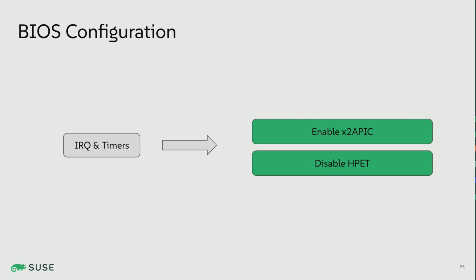There are really a lot of parameters related to the IRQ and timers. But for some real-time applications, the time stamp counter sometimes is better than having this hardware timing protocol. So depending on the use case, it's exactly the same.